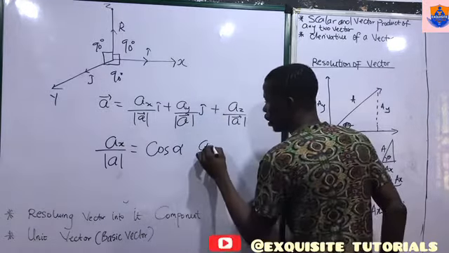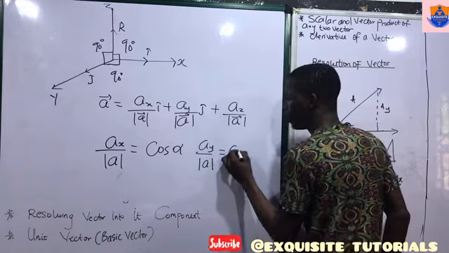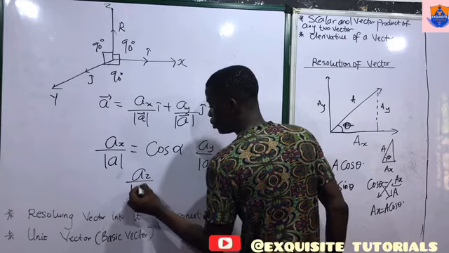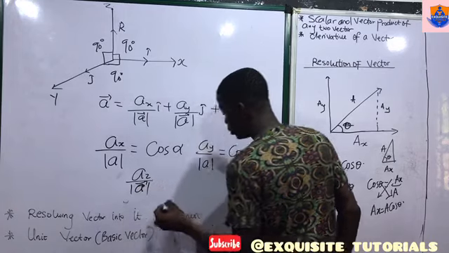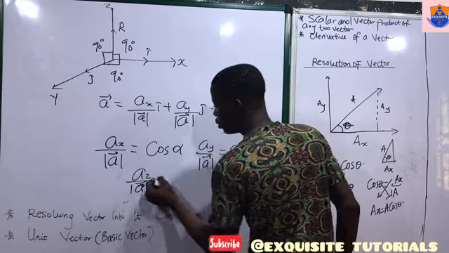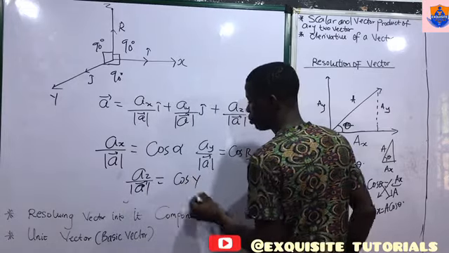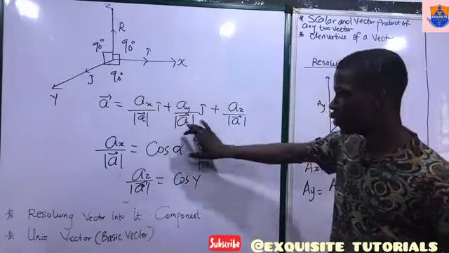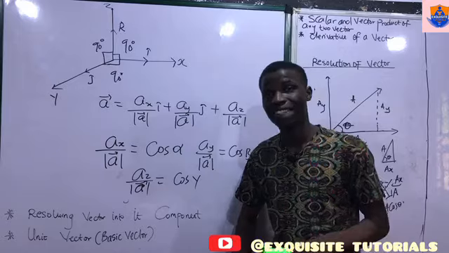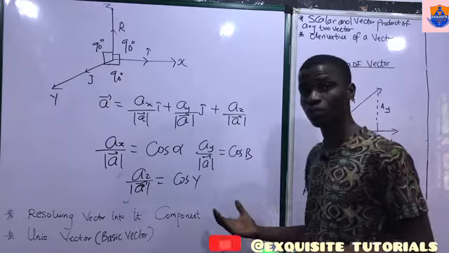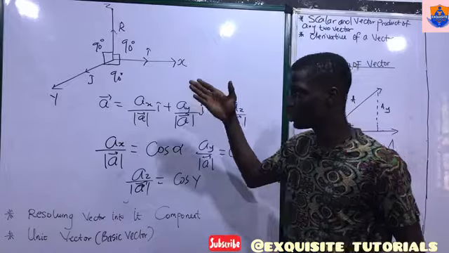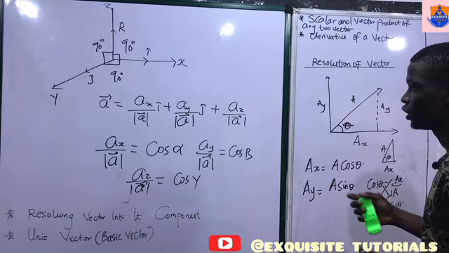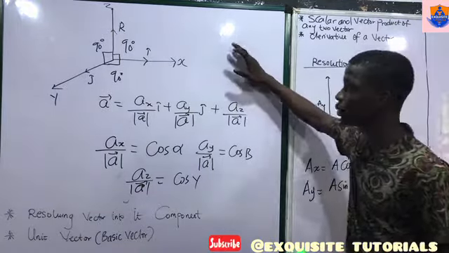This A of y all over the magnitude of A is equal to cos beta, and our A of z all over the magnitude of A, this is the vector, is equal to cos gamma. So this tells you the cosine direction. The angles alpha, beta, and gamma are referred to as the direction angles of the vector A there. So that is that under the unit vector aspect for the three-dimensional.